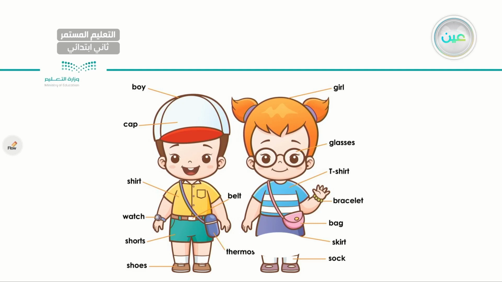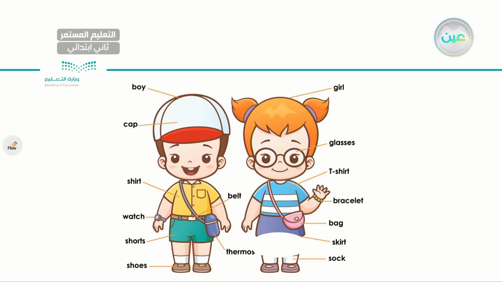Let's read. She's wearing what? She's wearing glasses. She's wearing a t-shirt, a bracelet, a bag, a skirt, and socks. Okay? Now, coming to the boy, he's wearing a cap, a shirt, a belt, a watch, shorts, and some shoes. These are the outfits that the boy and the girl are wearing.